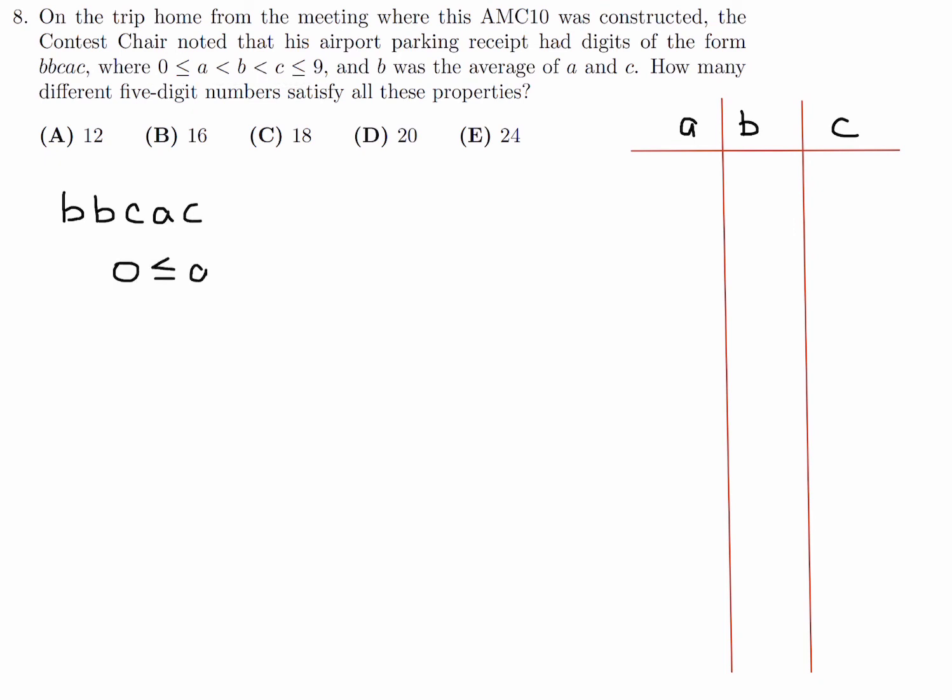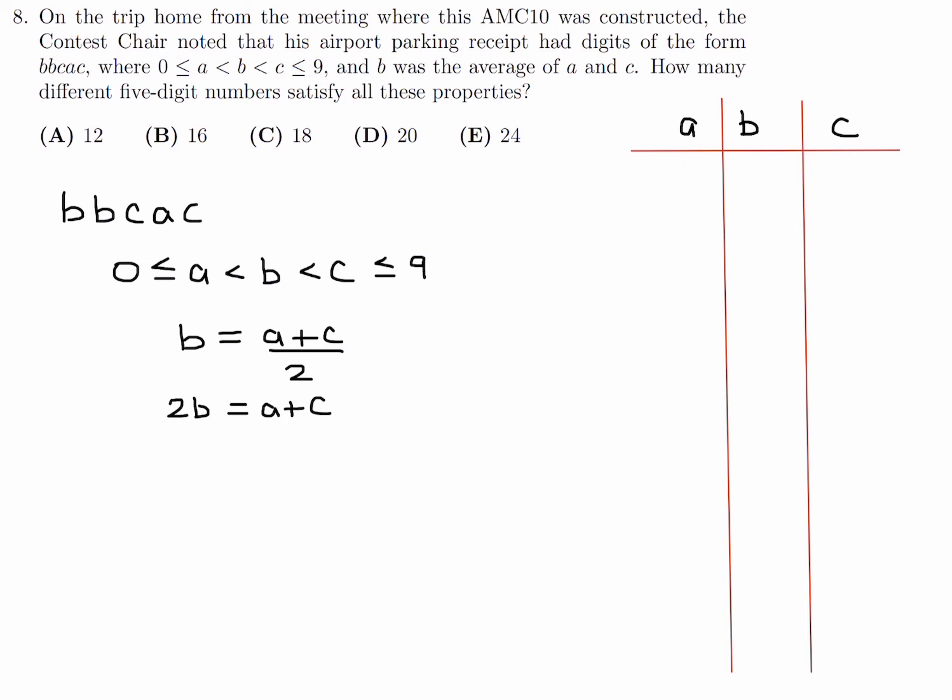And this condition is very important. 0 is less than or equal to A, and B is greater than A, C is greater than B, and C is less than or equal to 9. So we also are told that B is the average of A and C. So that means that 2B is equal to A plus C. So we will try casework, and here we go.